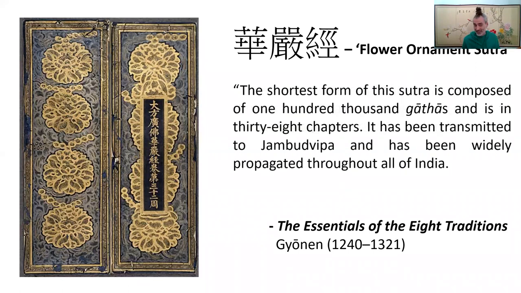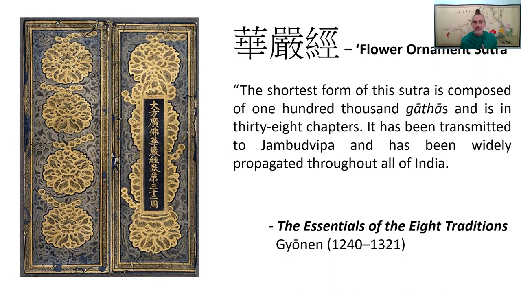The shortest version of this sutra is composed of 100,000 gathas and is in 38 chapters. It has been transmitted to Jambudvipa, the terrestrial realm, and it has been widely propagated throughout all of India. Now, remember, this is a Japanese Buddhist monk in the 13th century who is talking about this very, very large sutra. And he's saying that these other two almost mythological versions of the sutra, we don't have them. What we have is a trace remnant of those, right?